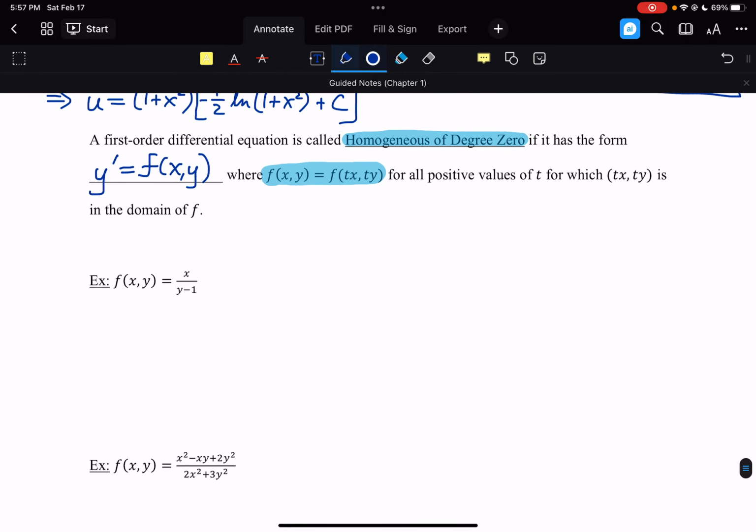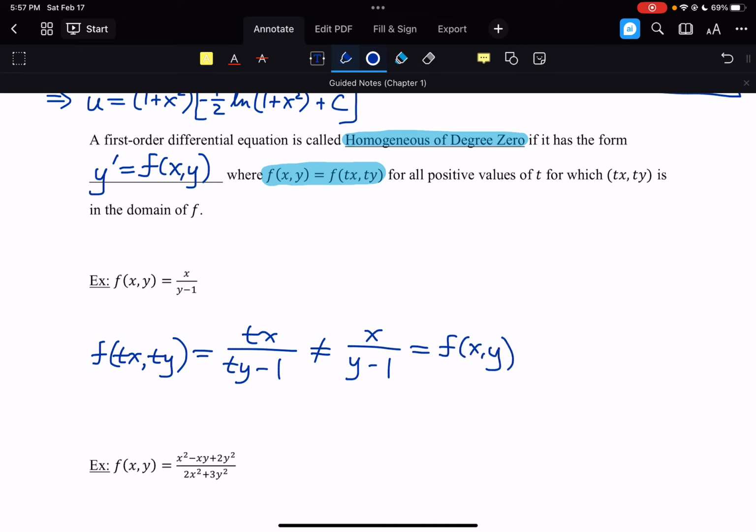So for this function right here, if we took f of tx and ty, that would be tx over ty minus 1. But that is not the same thing as x over y minus 1, and there's no way to make those the same thing. So f of tx ty is not equal to f of xy. So this one would be not homogeneous.